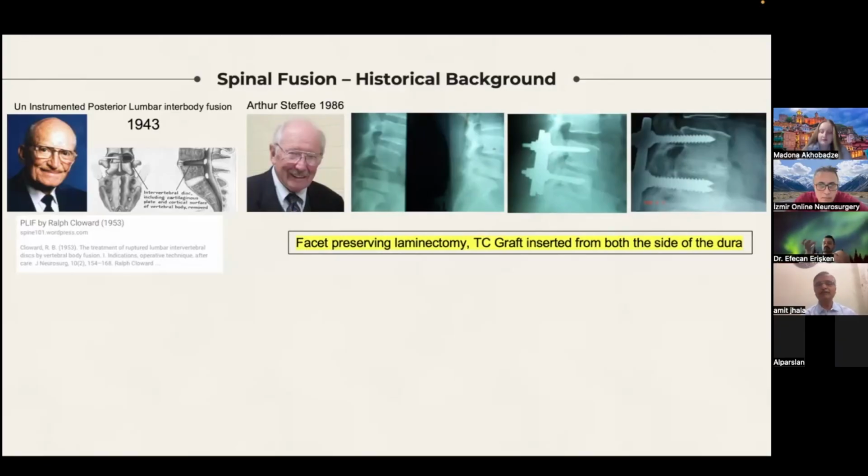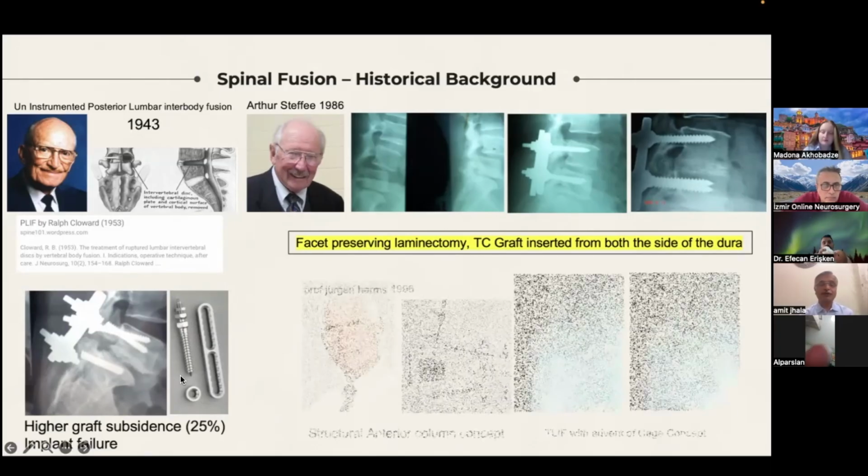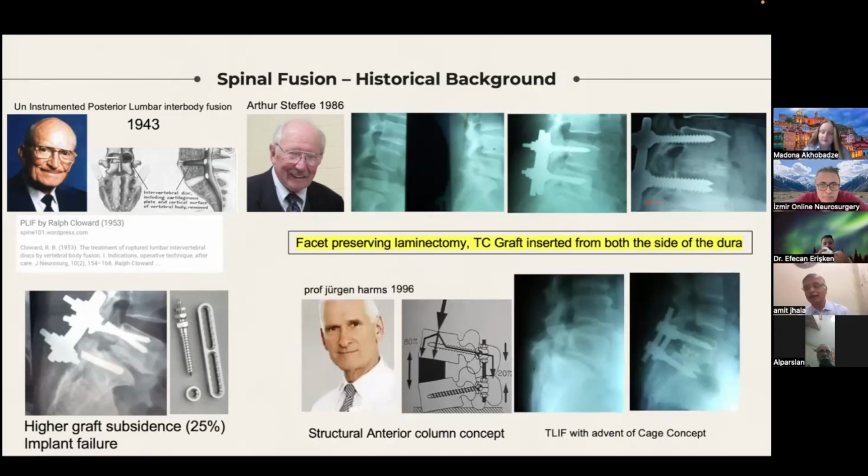And we were using all these Steffee plates and techniques in 1986, which was facet preserving. You used a tricortical graft. There was no cage concept at that time, but you had to insert the graft from both the sides of the dura. So there was a lot of manipulation of the dura. But because there was no anterior column support and the graft collapsed, there was a higher graft subsidence rate, and there was a lot of implant failure because of the system also, which was quite a rigid and bulky system. So we changed from that biomechanically.